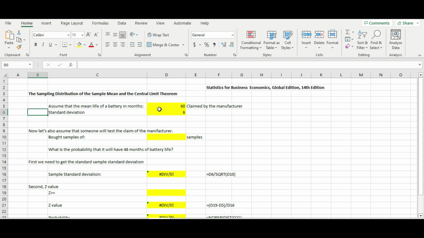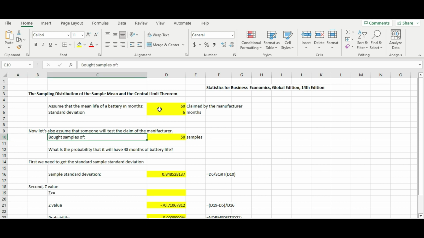So this is by months, right? All of these are months. So this is the mean life. This is the population mean as claimed by the manufacturer, 60, and the standard deviation of 6 months. Let's assume that we bought 50 samples of this battery. As you can see, we have already computed the sample standard deviation. It's already been predetermined. Let's tackle that one later.